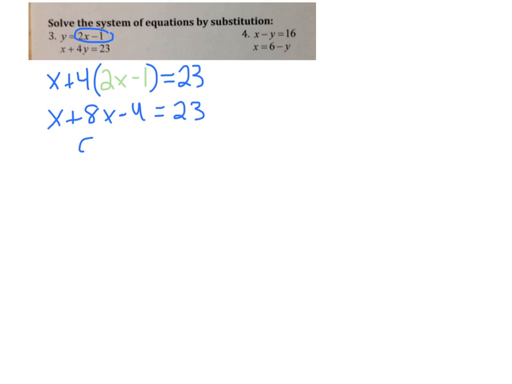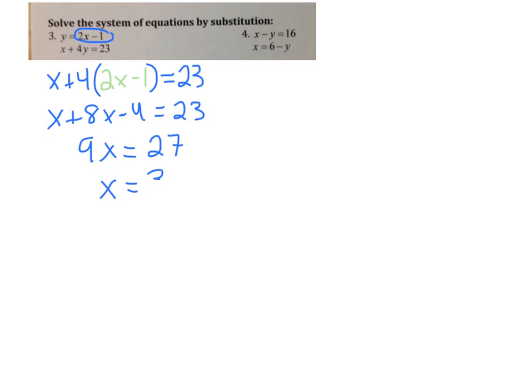In this system of equations, our first step is to isolate the variable. And notice that y is already isolated here, which is nice. So instead of y, we can replace our y with 2x minus 1. This means that I have x plus 4 times (2x minus 1) equals 23. Step 2 was to substitute the expression in for the second variable, and now I need to solve this equation. So I have x plus 8x minus 4 equals 23, which means I have 9x equals 27, and x equals 3.